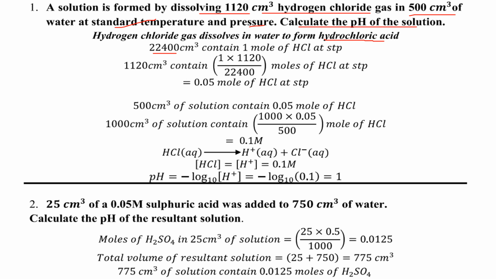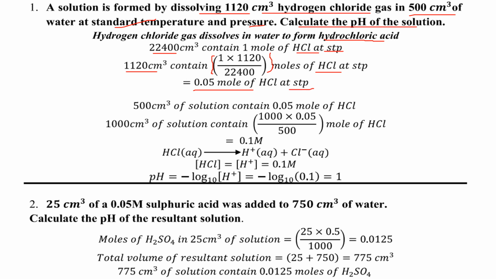We assume that 22,400 centimeters cubed of any gas, like hydrogen chloride gas, contains 1 mole. So we assume that 22,400 centimeters cubed of any matter contains 1 mole of HCl, which is hydrogen chloride at STP. Then what about the given volume, which was given as 1120 centimeters cubed, will contain how many moles of hydrogen chloride? So when you do the calculation and put it in the calculator, you're going to get 0.05 mole of hydrogen chloride at STP.